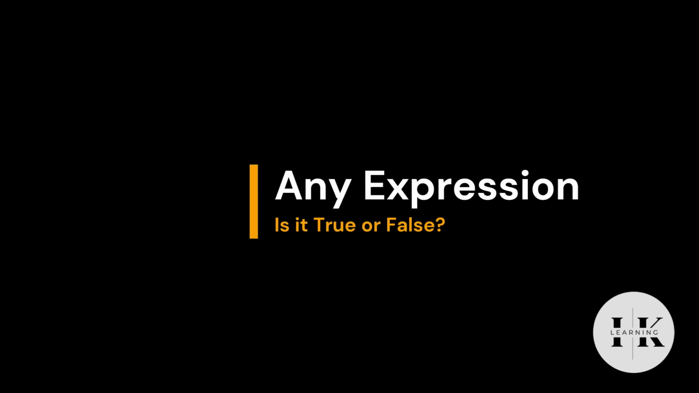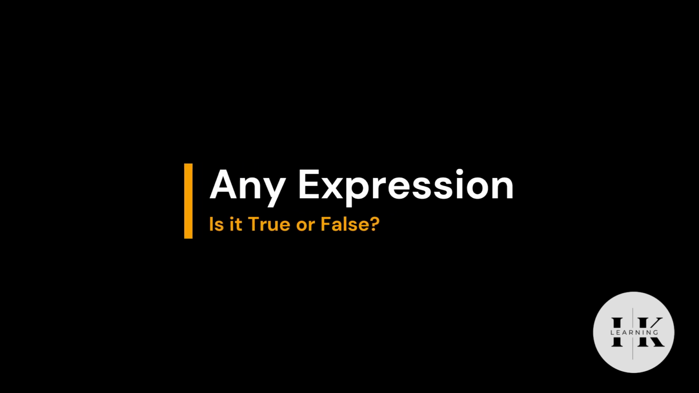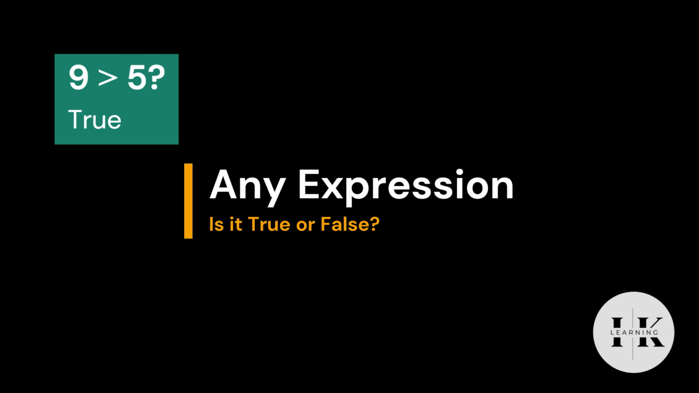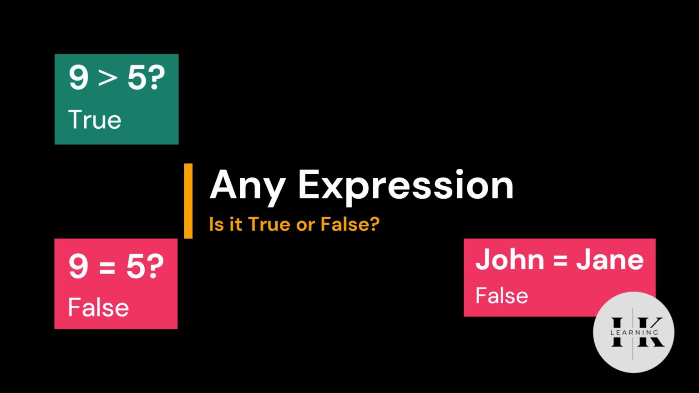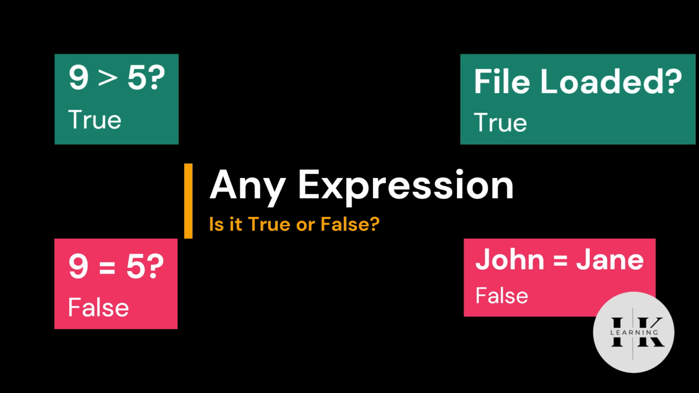Essentially, any expression in Python can evaluate to true or false, whether a number is larger than a different number, or if a number is equal to a different number, if a value is equal to another value, or if a condition is even met. But essentially it all boils down to true or false. So let's jump right into it and see what this means in code.